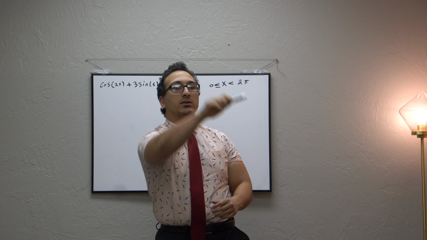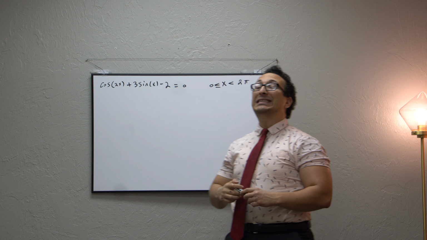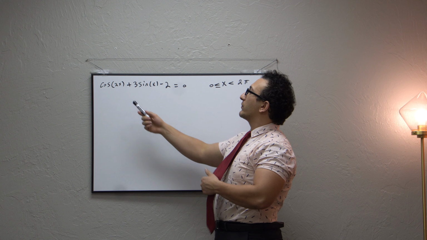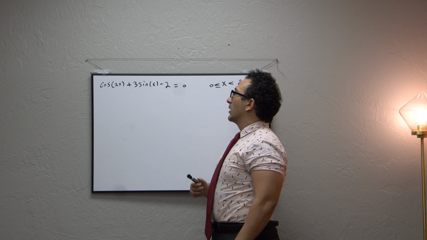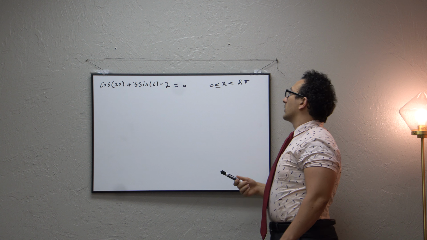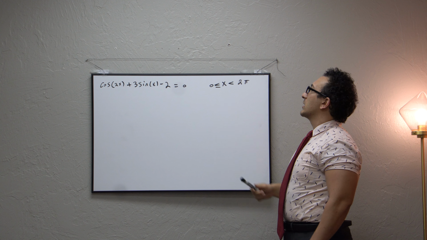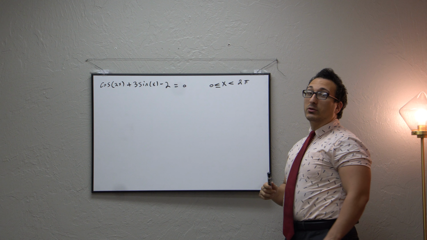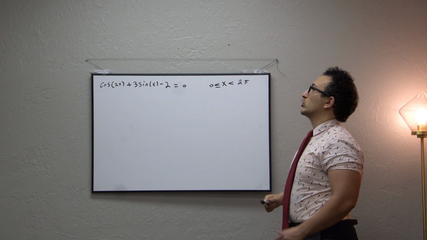Continuing our discussions on trigonometric equations. Let's say we have the following trigonometric expression: cosine of 2x plus 3 sine of x minus 2 is equal to 0, and the domain restriction x is greater than or equal to 0, but strictly less than 2 pi.